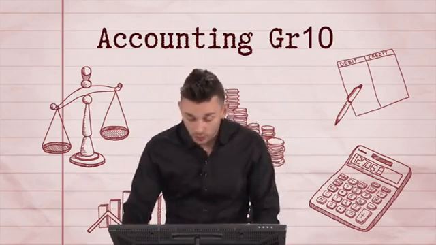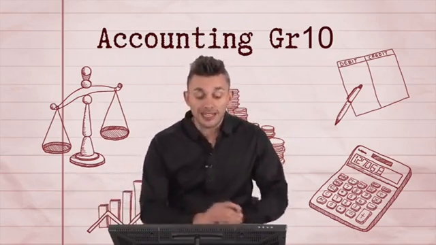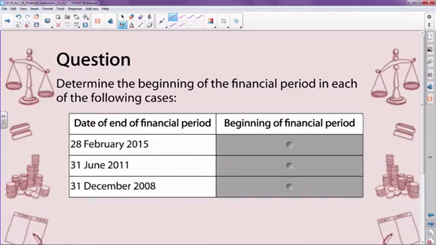So let's quickly leave you with a question. Determine the beginning of the financial period in each of the following cases. I'm giving you these to answer over the ad break. So let's quickly look at the date of the end of the financial period. Quickly jot down the end of the financial period. The end is the 28th of February 2015. The next one is the 31st of June 2011. And then the next one is 31 December 2008.